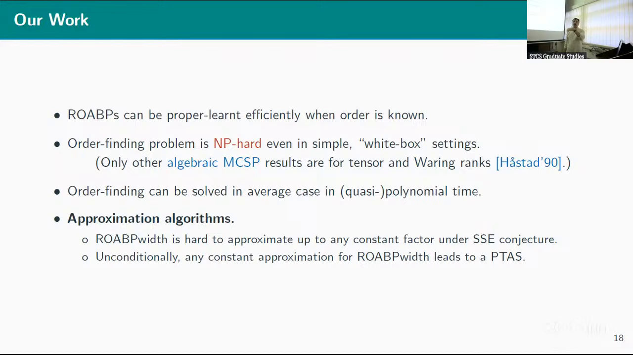So remember that the cut width reduction is very clean. If your graph has cut width W, then the ROABP will have width W plus 2. So if you tell me that cut width is hard to approximate, which is the case under SSE, I know what it is, but I don't want to get into a completely different thing. That is this gap kind of thing, so cut width also has the gap version. But unconditionally, apart from SSE, we don't know how to show that ROABP width is hard to approximate up to any constant without using SSE currently.